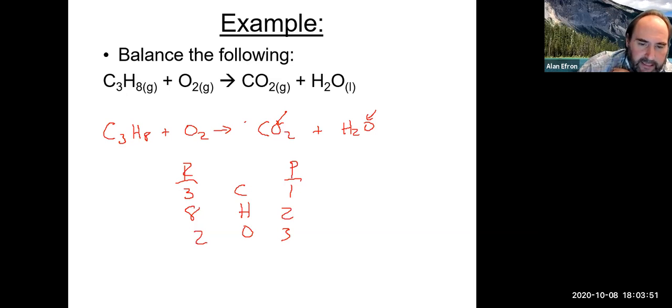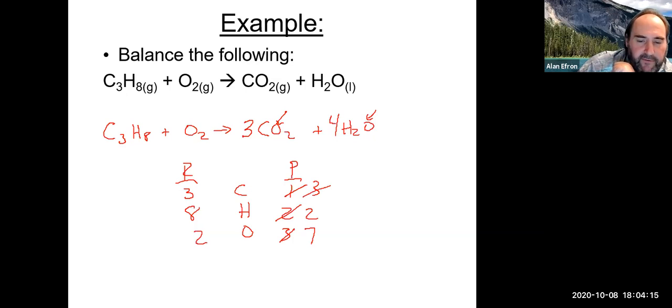So we could put a 3 there, and that's going to give us 3 carbons, 2 hydrogens. Oxygens, we got 6 in the first one, and one more makes 7. Now, probably the next easiest thing would be to balance our hydrogens. We got 8 on the left and 2 on the right. So a 4 there should probably do it.